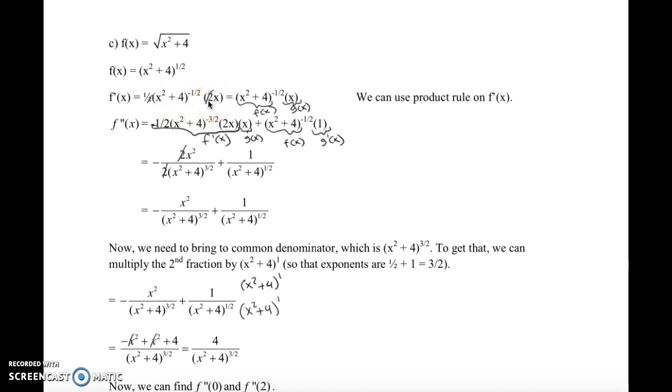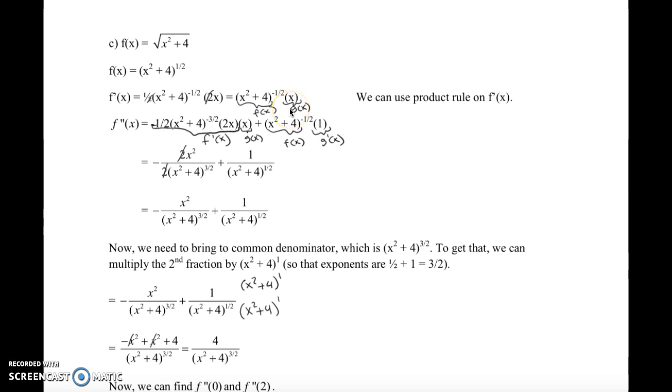And this 2 from the 2x and this denominator here of the 1/2, they end up canceling out because it's just multiplication. You'd have 2x over 2. And then we're left with (x squared plus 4) to the negative 1/2 times the value of x. And we can go ahead and use the product rule now on our first derivative. So we're going to consider our x squared plus 4 to the negative 1/2 as our f of x, and our x by itself as our g of x.